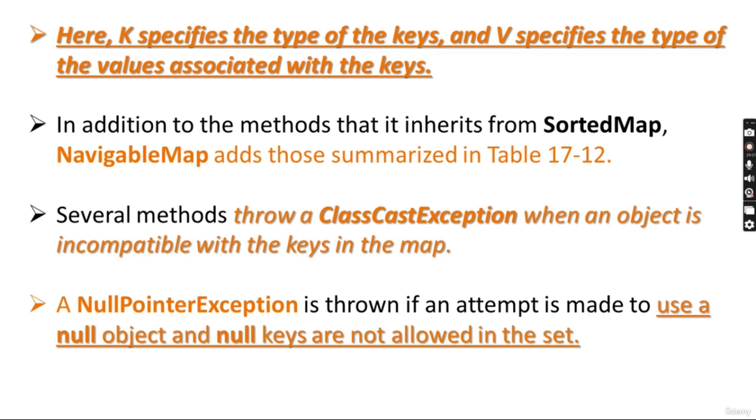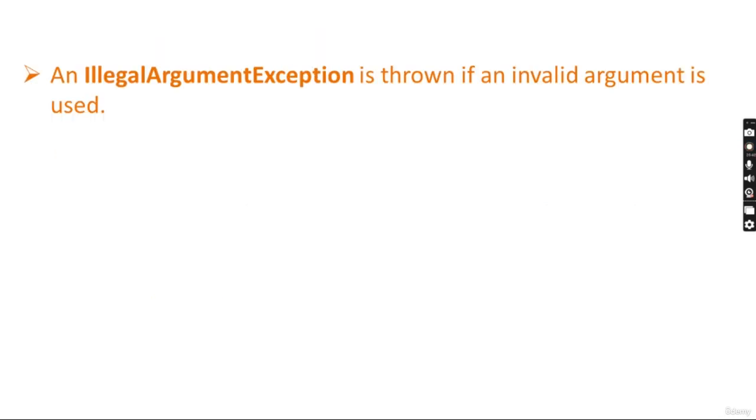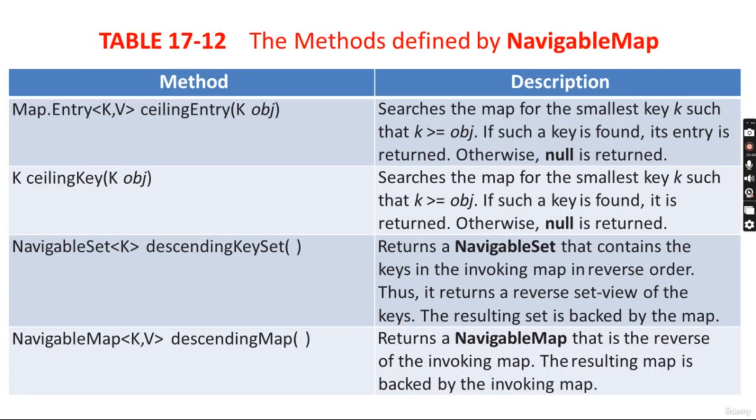In addition to the methods from SortedMap, some are added in the following table. Several methods throw a ClassCastException, like in the previous examples, when an object is incompatible with the keys in the map. A NullPointerException is thrown if an attempt is made to use a null object and null keys are not allowed. An IllegalArgumentException is thrown if an invalid argument is used.